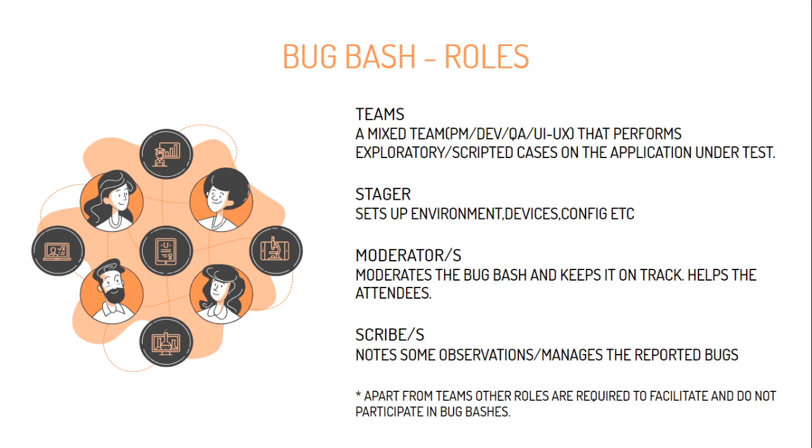Then finally, you have a scribe. A scribe basically notes down all the observations and improvements made by the participants, and also manages and triages all the bugs that are raised during the bug bash session. It's important to triage the bugs while the bug bash is happening, so that after the bug bash you can have a quick debrief, right? So the scribe does that job.